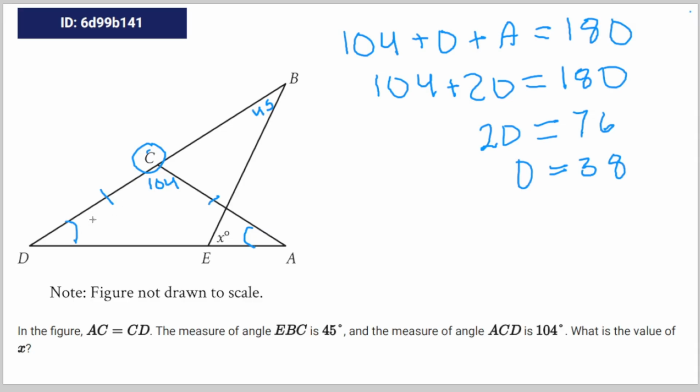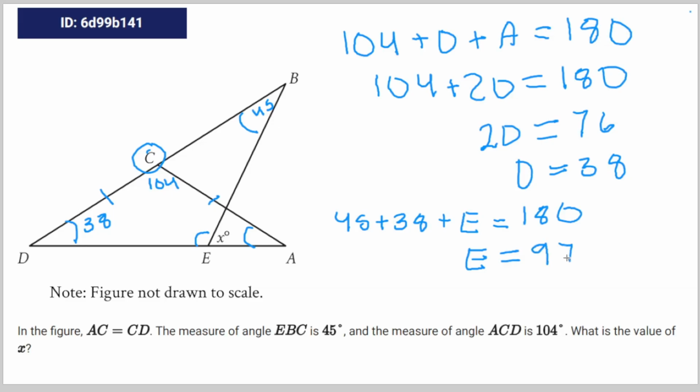Okay, so on to the next part of the question. We know now that 38 is the value of angle D. And then we're going to use the same triangle angle sum theorem to find out the value of E. Because we already know that 45 is B and 38 is D. So to find E is just going to be 45 plus 38 plus E is again equal to 180. Triangle angle sum theorem. Subtract both sides by 45 plus 38, you get E is equal to 97, I believe.